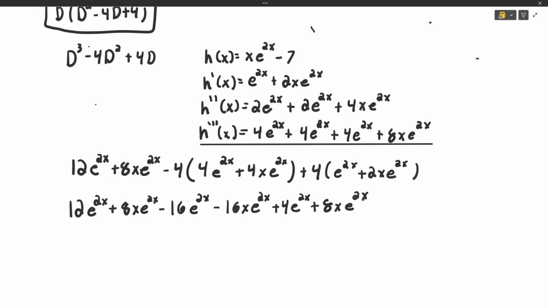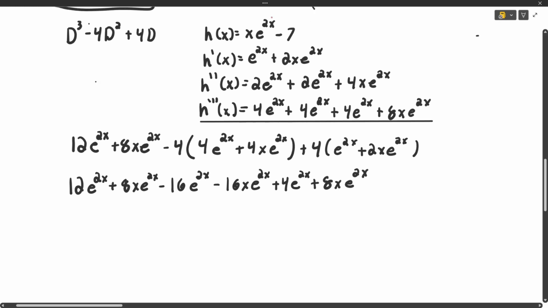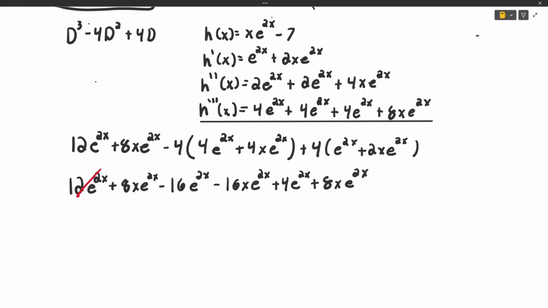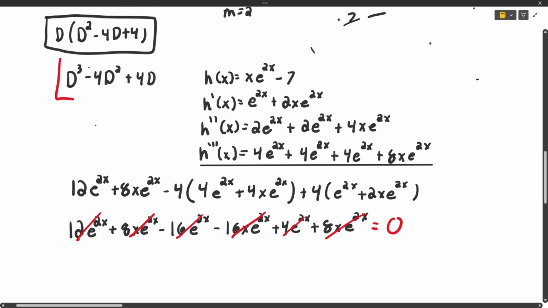So now you look at this, okay, well, we have a 12 e to the 2x, so a positive 12 minus 16, we are now at -4 plus 4. That cancels out, so these three are going to zero out. Then we're going to look at these two. We have a +8, that's 16, minus 16, that's 0. And as you can see, this whole entire equation is equal to 0. So that's how we have proved that this right here is the annihilator of our function.